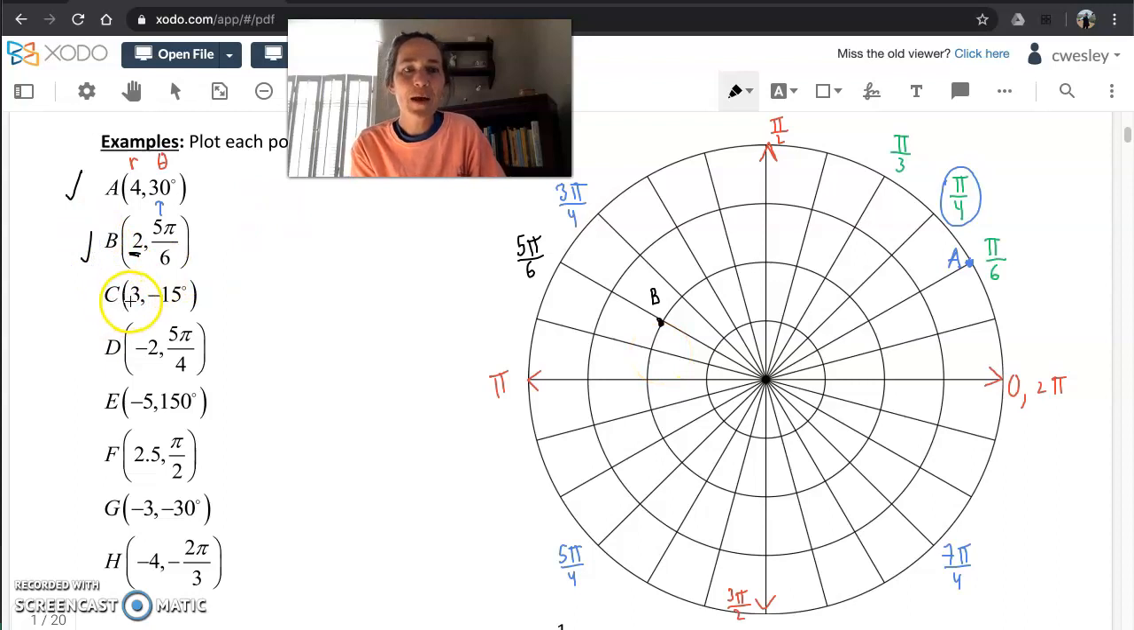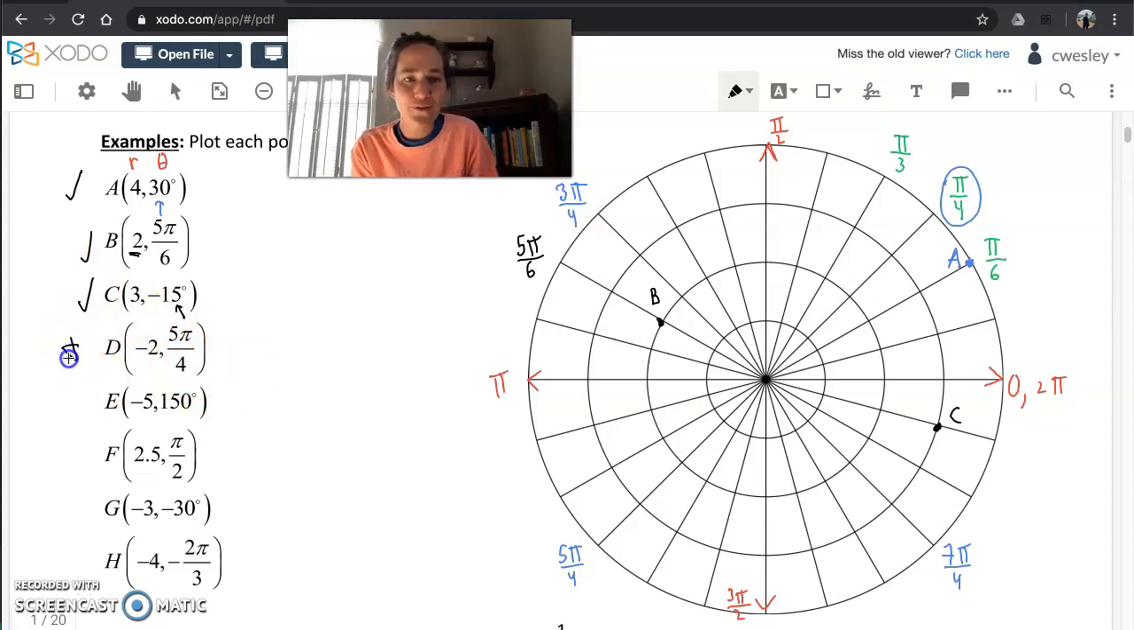Let's look at C. Positive radius, negative angle measure. We can handle it. Let's find theta first. Where would negative 15 degrees fall? So start at 0. I'm going to go 15 degrees in the clockwise direction, this way. Somewhere along this line at negative 15, I'm 3 circles out. 1, 2, 3, and then we'll put a C right there. All right, are we having fun yet? I hope so. Next one, D.